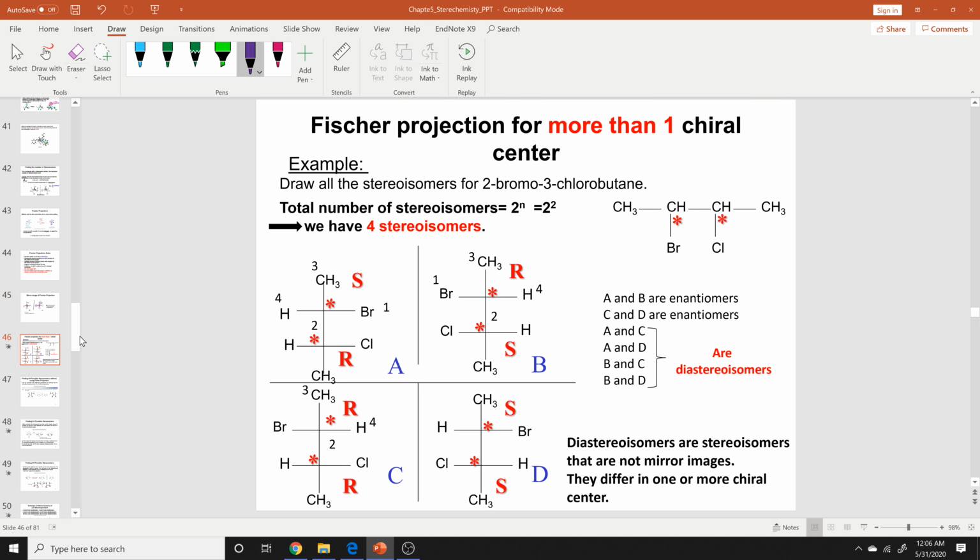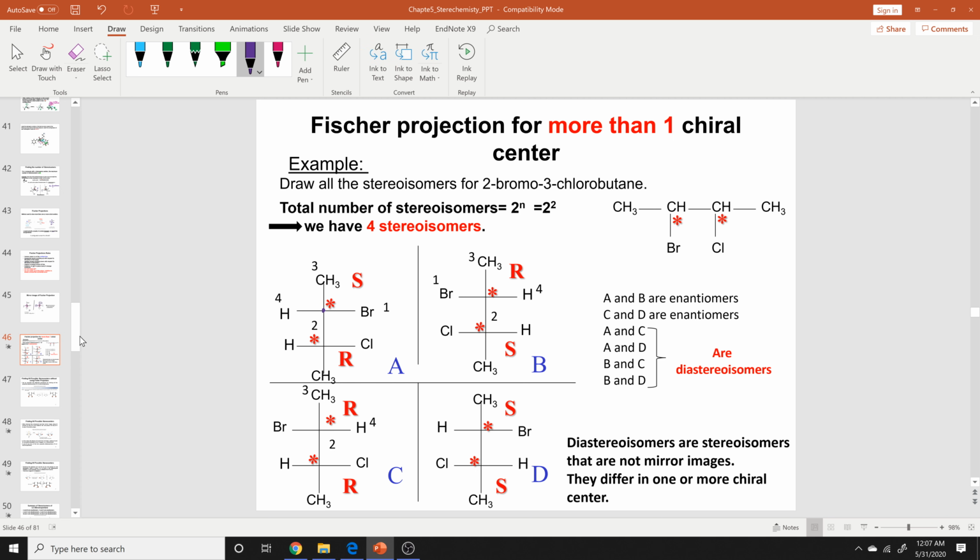So we said that Fischer projection normally comes in handy whenever you have more than one chiral center. So here I want to draw all the stereoisomers of 2-bromo-3-chlorobutane. The 2-bromo-3-chlorobutane does have 2 chiral centers, so the number of stereoisomers is 2 to the 2, so it's going to be 4 stereoisomers. Now I have to draw them all. To draw them all, the first thing that I need to do is convert this structure here into a Fischer projection.